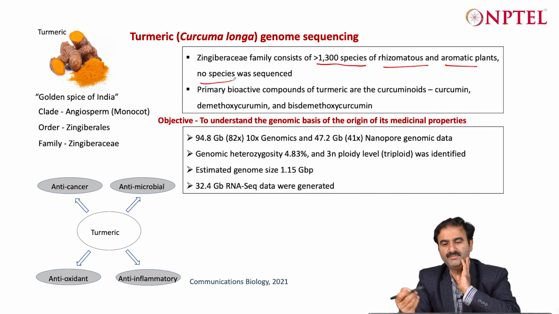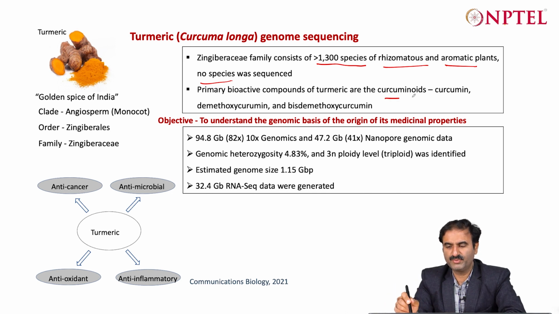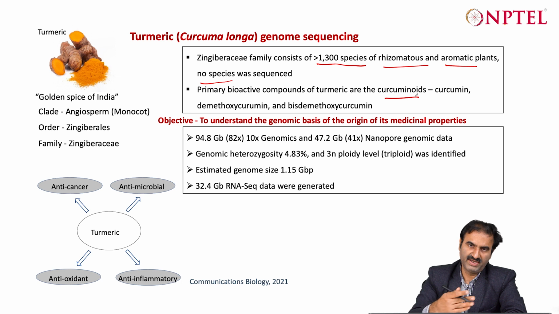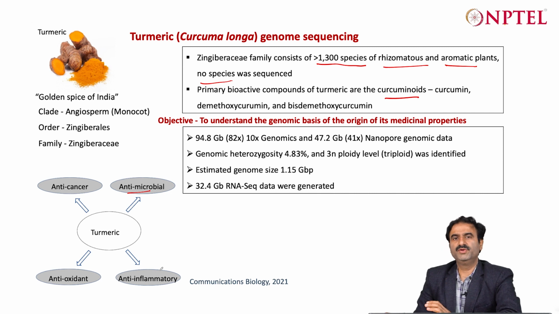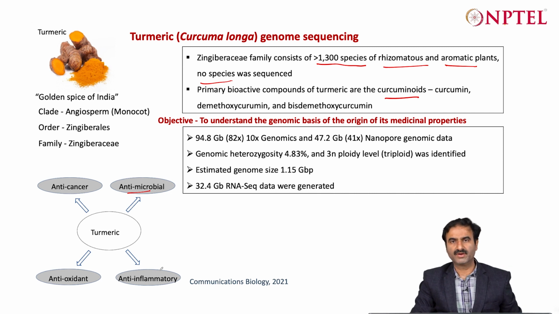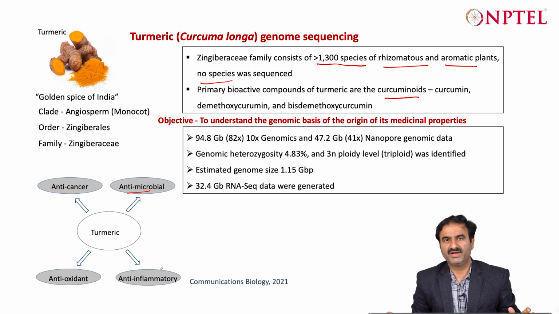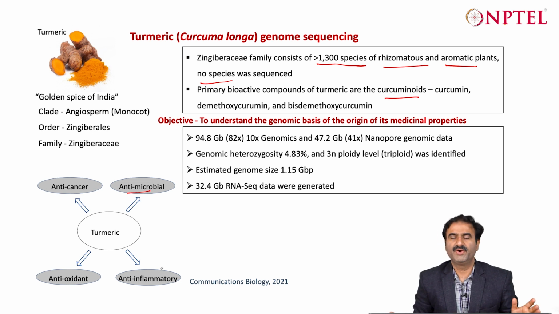It was known that some primary bioactives were curcuminoids, which are also responsible for the yellow color of turmeric. But how they are synthesized, and how those pathways evolved, was not known. Turmeric plays a very good role as an antimicrobial, anti-cancer, antioxidant, and anti-inflammatory. So we know these important uses, but we never knew the genome, and that is why producing the first high quality draft genome was important.